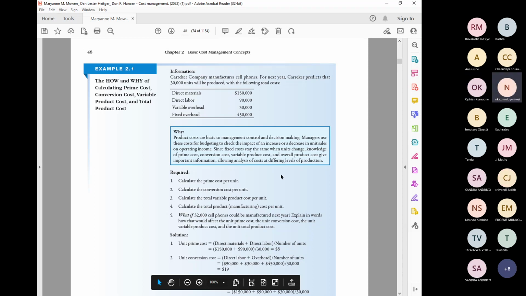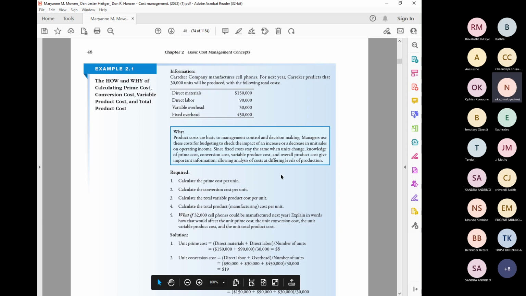Information. Caretaker company manufactures cell phones. For next year, Caretaker predicts that 30,000 units will be produced with the following costs. Direct materials, 150,000. Direct labor, 90,000. Variable overhead, 30,000. Fixed overhead, 450,000. Continue.